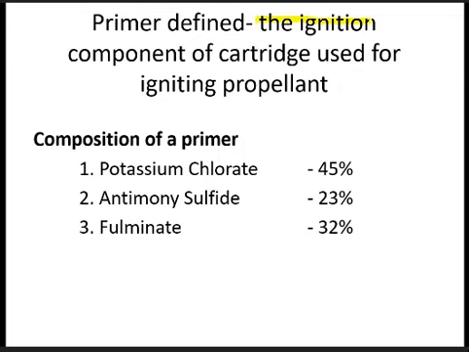That is the definition of primer: component of cartridge case used for igniting propellant. Of course, this is the composition: the potassium chlorate, the antimony sulfide, and the fulminate, which is 32%, 23%, and 45% respectively. Potassium chlorate, antimony sulfide, and fulminate make up the composition of a priming compound.